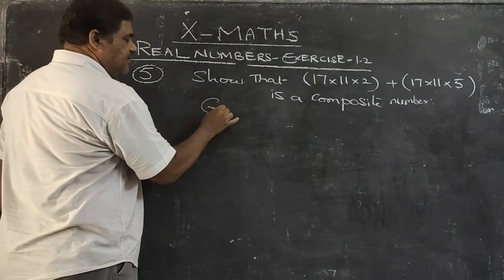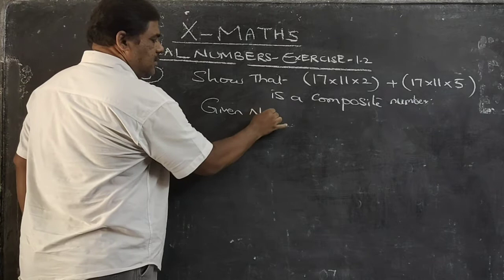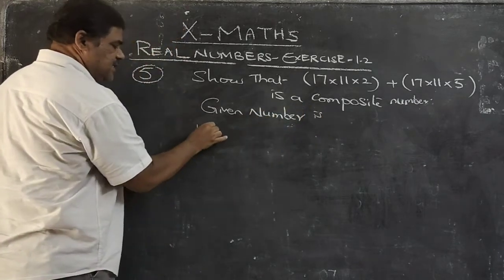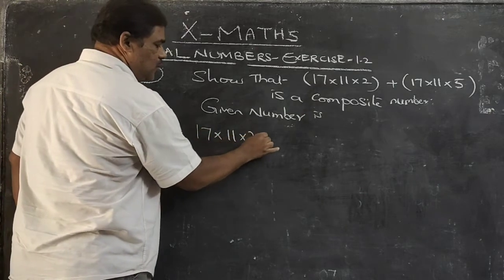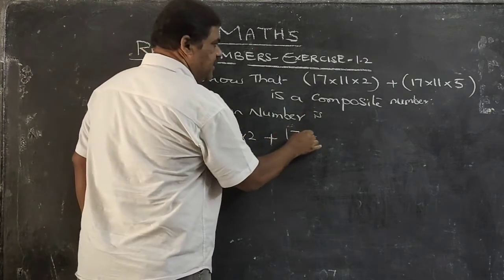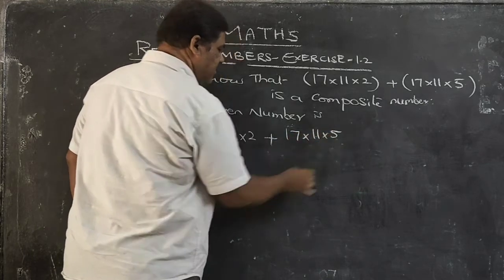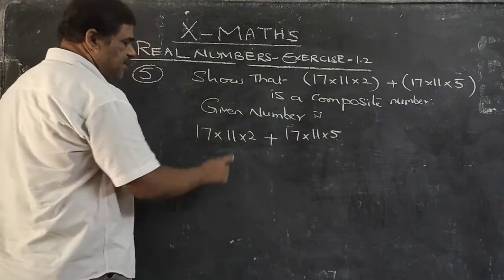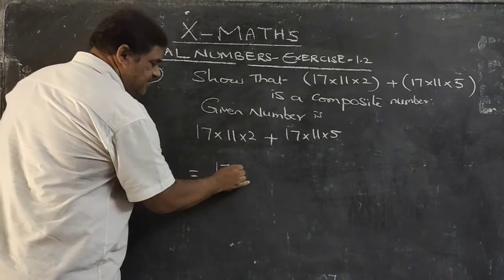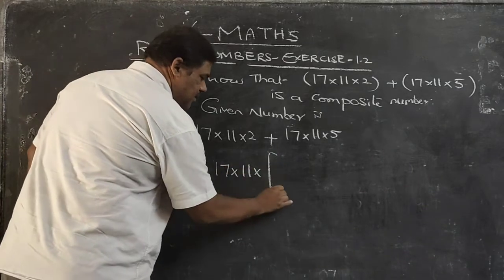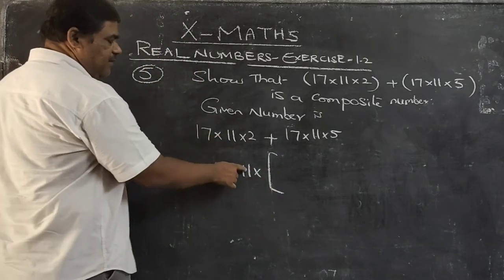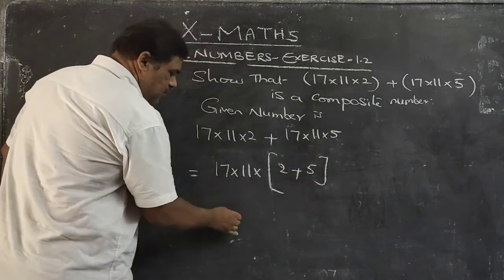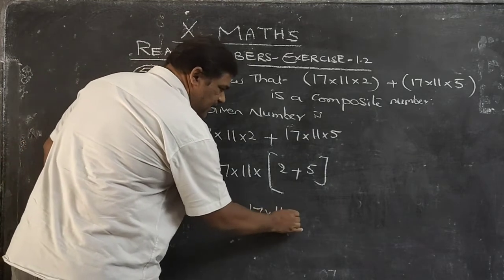First, let us take the given number. The given number is 17 into 11 into 2 plus 17 into 11 into 5. Now here 17 into 11 is present in both the terms, so let us take 17 into 11 common. If you take 17 into 11 outside, here 2 is left, here 5 is left. So we will get 17 into 11 into 7.